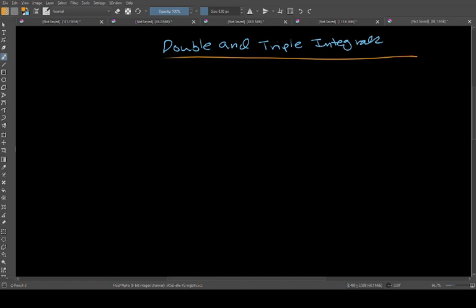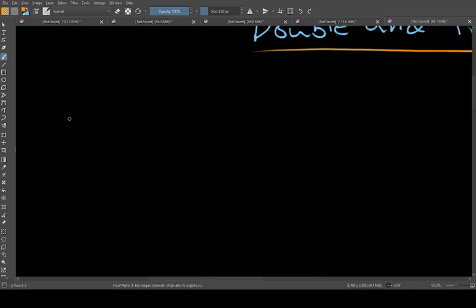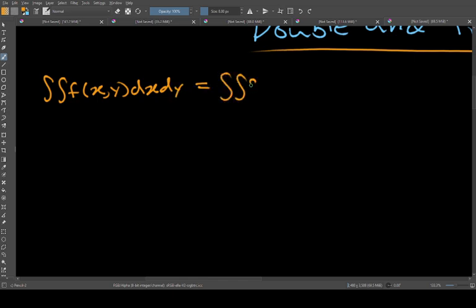Alright, so I'm gonna do a crash course on double and triple integrals. You can order, or you can reverse order differentials. For example, what does that mean? That means that the double integral of f of x comma y dx dy is equal to the double integral of f of x y dy dx.